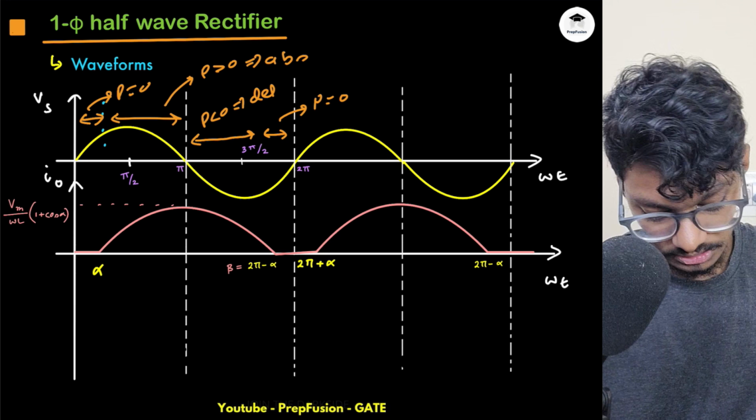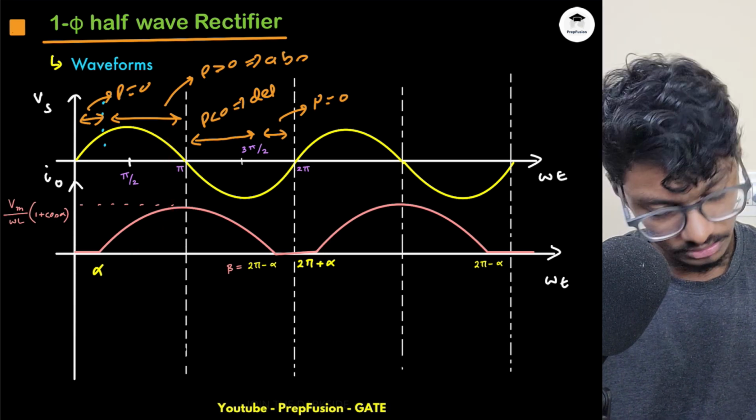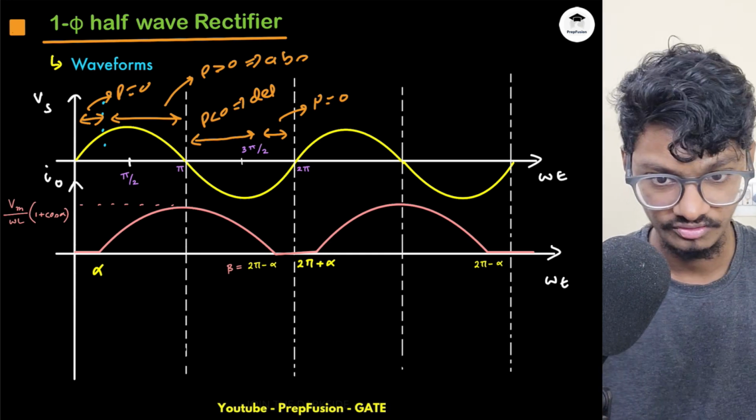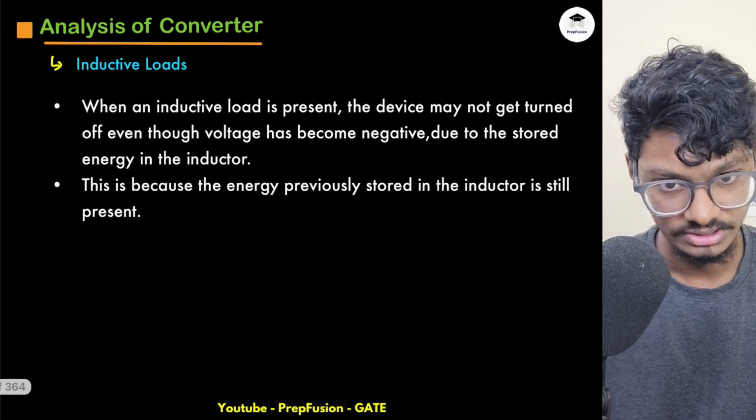So if you compute the power over a whole cycle, it will be 0 only. The inductor neither absorbs nor delivers power over a cycle. So basically these are a few key points about inductive loads.